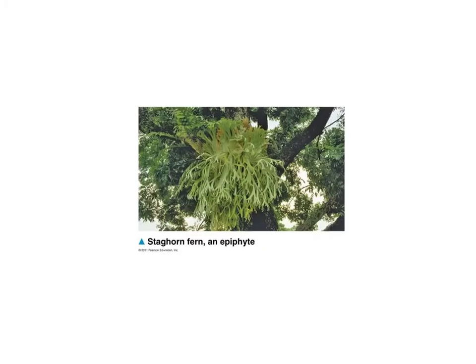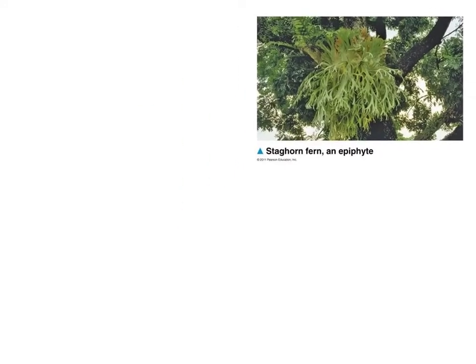The first one of those would be plants like epiphytes. If you remember what epi is, epi means upon, and a phyte is a plant. So epiphytes are plants that do not harm the host. They grow on another plant, but they do not harm the other plant that they're growing on. They are not a parasite.